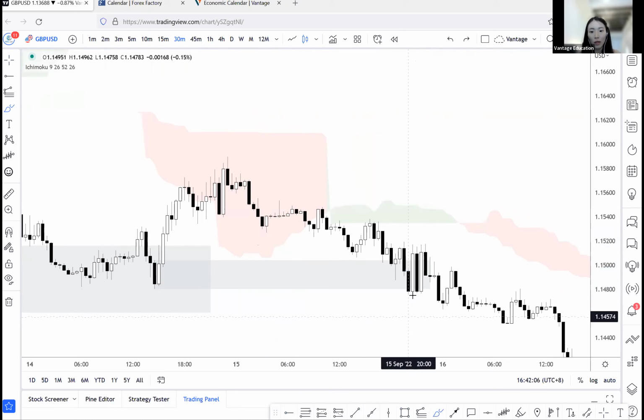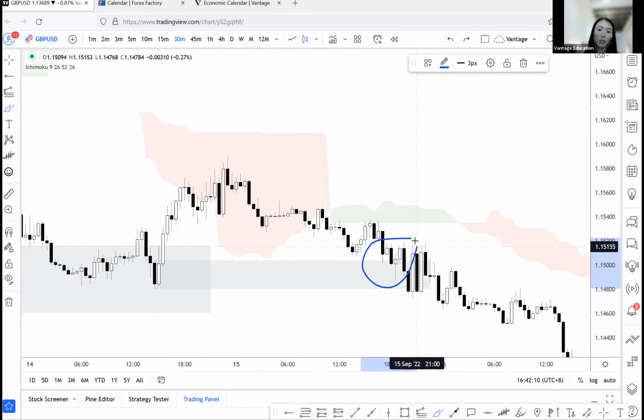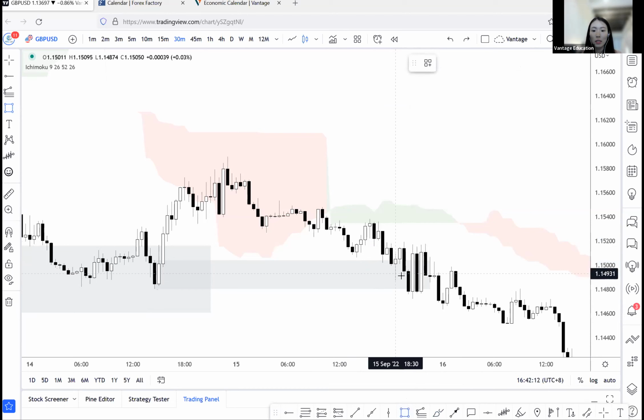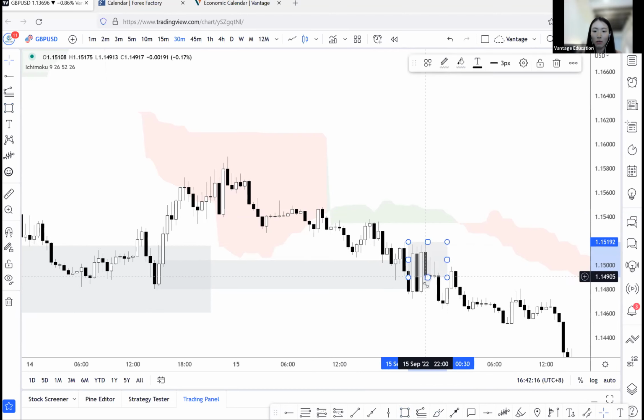When demand fails, according to what we covered in the Thursday session, it creates a supply region. So in this case, you can see that price came in, and on that failure of the demand, it created a supply region, which is this area here.